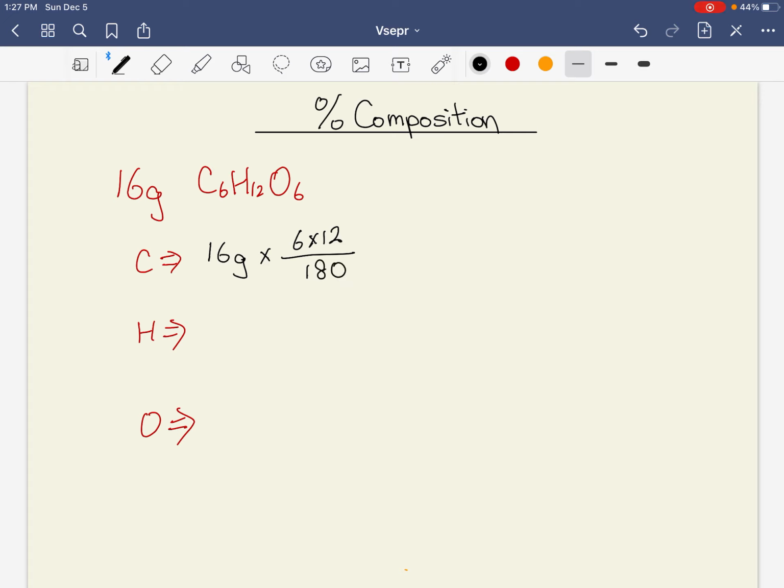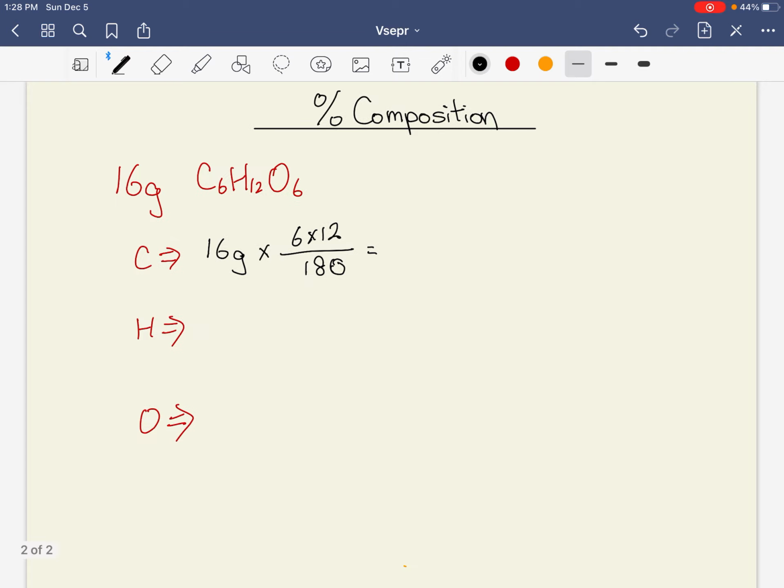I hope I'm right. Okay, so here it is. Yeah, there you go. What would that equal to? Well, you're looking at 16 times 6 times 12 divided by 180, and that is 6.4 grams. So 16 grams of glucose, 6.4 grams of it belongs to carbon.